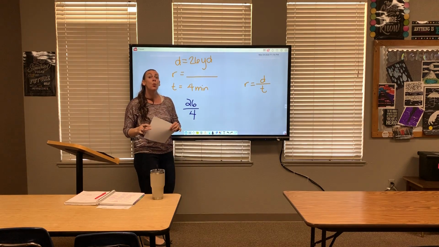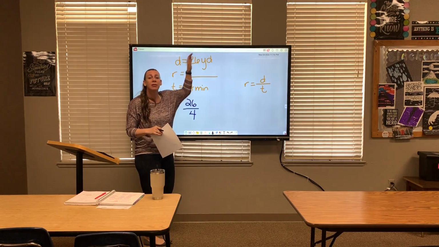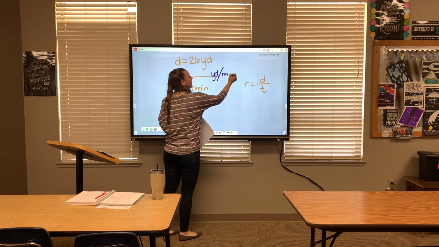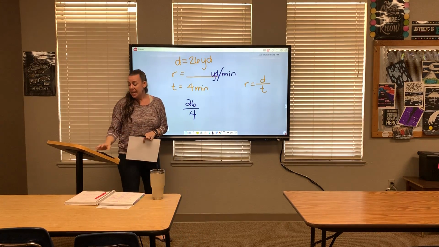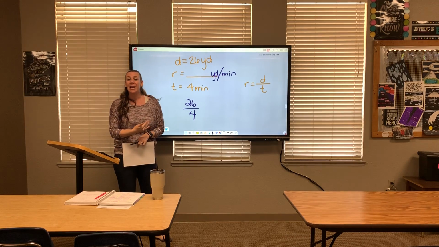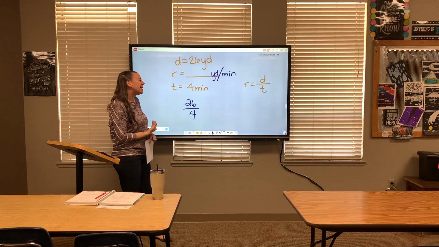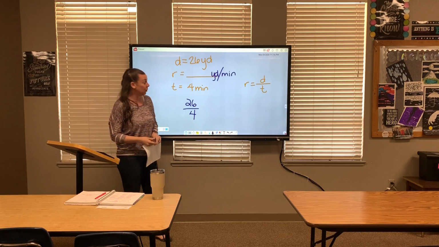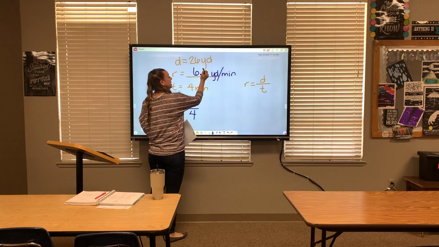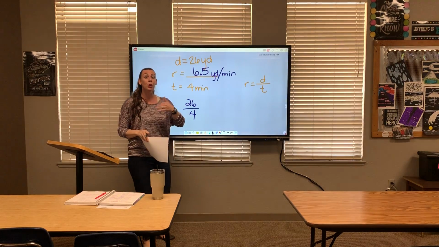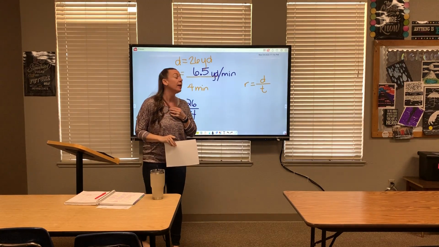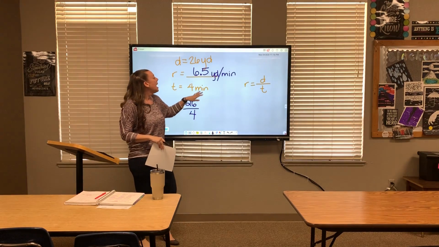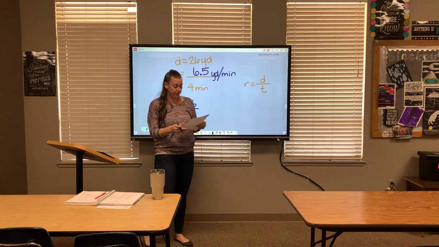Now my rate is the one measurement that uses both labels. So my label for this would be yards per minute. And again, I don't know this off the top of my head. I can figure it out. I bet it's 6.5, but let's double check. 26 divided by 4 equals 6.5. And it's okay to give me 6.5, because for this case, I know you're using a calculator, that's okay. Go ahead and divide it properly. 26 divided by 4, I get 6.5, and my label would be yards per minute.